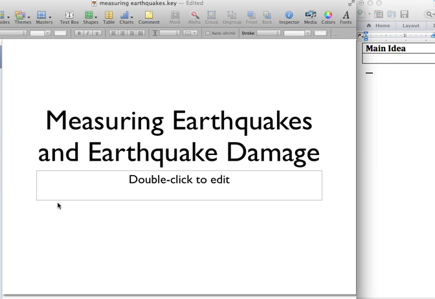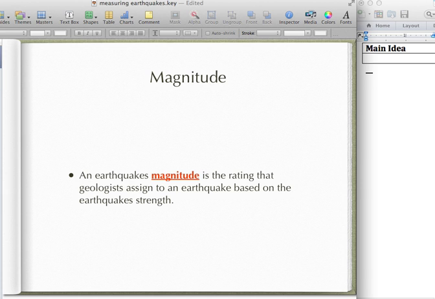Alright, tonight's video is going to look at how we measure earthquakes and the different ways that earthquakes can cause damage on the Earth's surface to buildings. So we'll start with how we measure earthquakes and then look at how they can cause damage. And first we just need to quickly define a term.